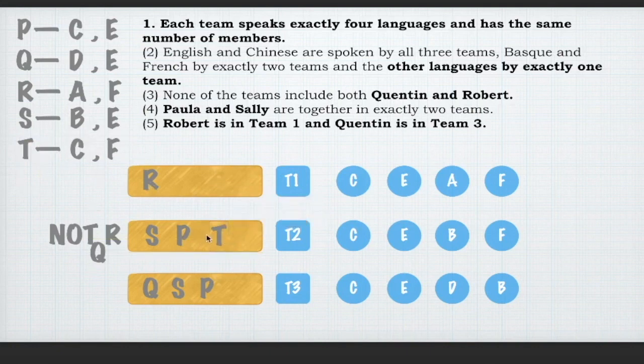And you can check for languages also. T will bring in Chinese and French. P will bring in Chinese and English. The overlap can happen, that is not a problem. And S will bring in Basque and English. So English is being repeated, but all the other languages are met and no rule is broken.